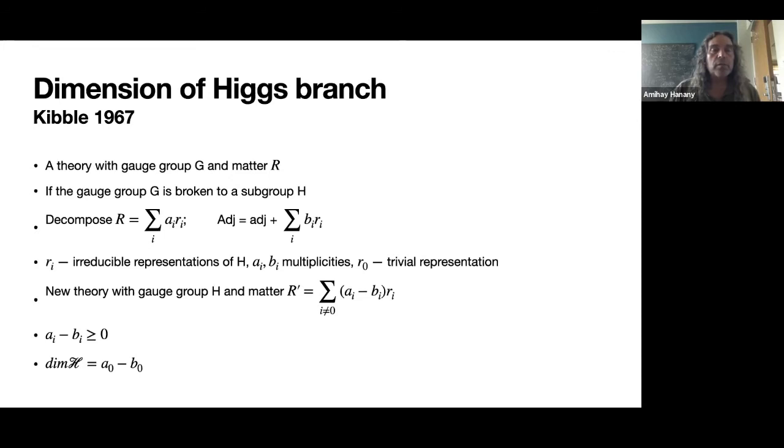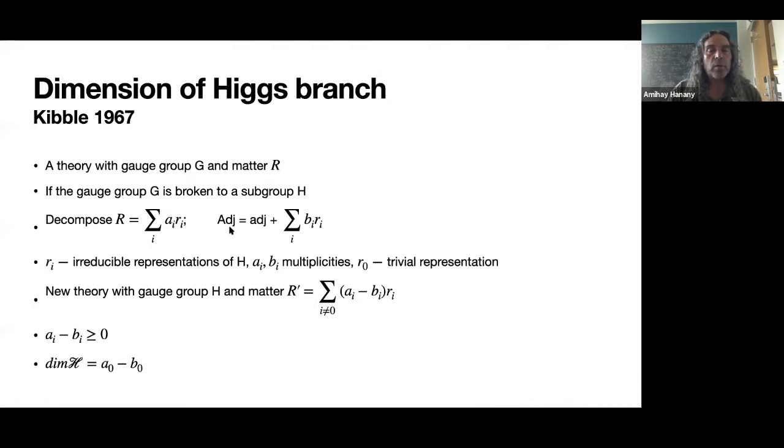So let's go over the details here. This will be good to establish the notation. If I have a theory with a gauge group G and matter R, this representation R can be reducible, can be a collection of several irreducible representations, as general as can be. Now suppose that the gauge group is broken to a subgroup H. Then what we need to do is to decompose the representation R into irreducible representations of the subgroup H, where a_i now will be the multiplicities of each irreducible representation. i here is a sum over all possible irreducible representations. So most of those numbers a are zero, okay?